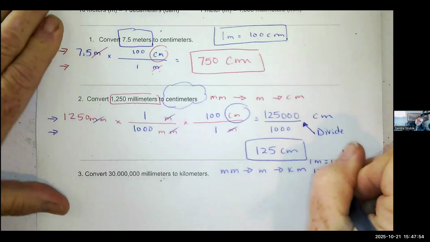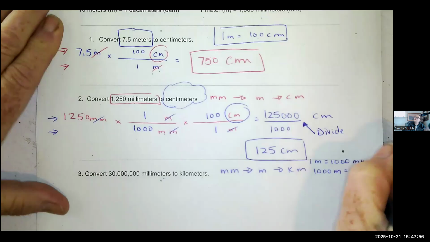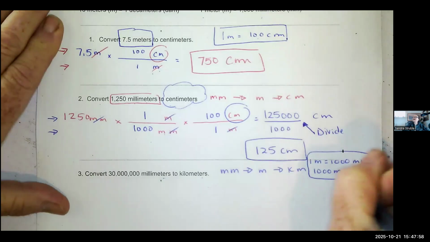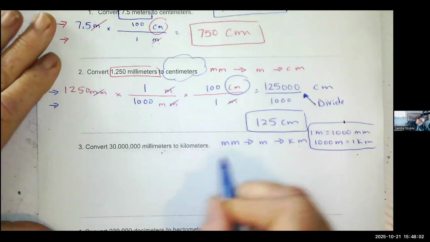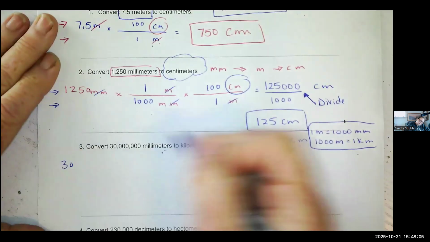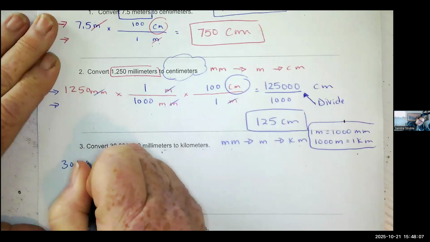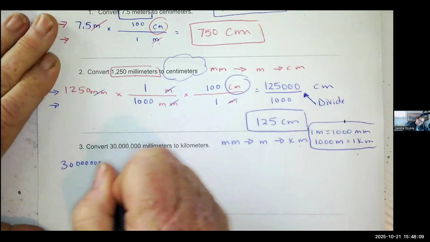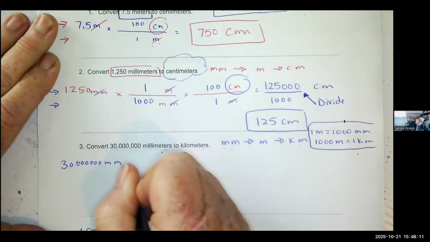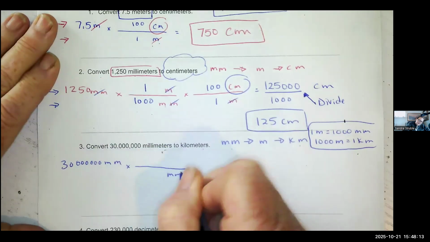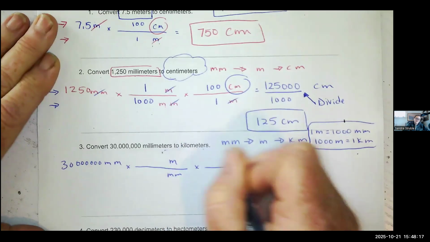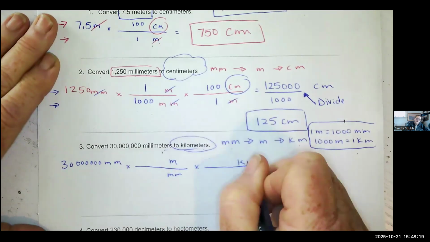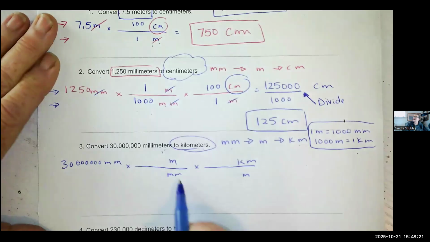Those are my two conversions. And these are the steps that I'm going to be taking. So this tells me my starting unit is millimeters, 30 million, 2, 3, 1, 2, 3 millimeters. I don't want millimeters, so I'm going to get rid of millimeters and go to meters. Then I'm going to get rid of meters and go to kilometers. These cross out, I'm left with kilometers. Fantastic. Now I just plug in my numbers.